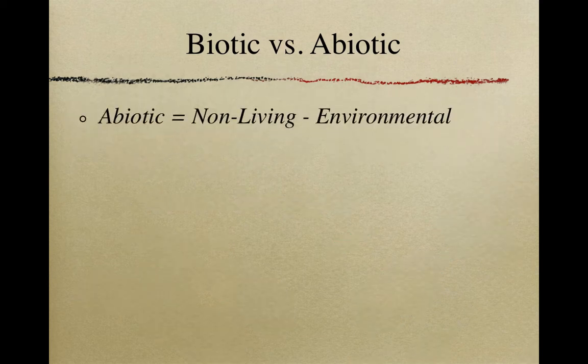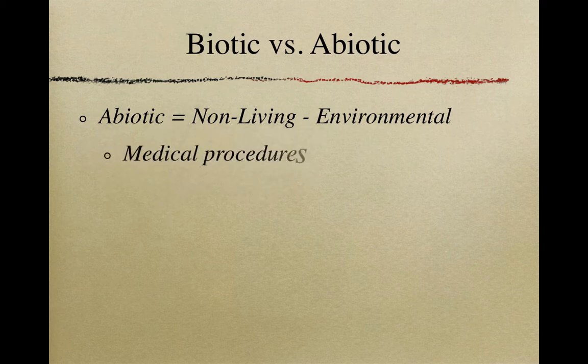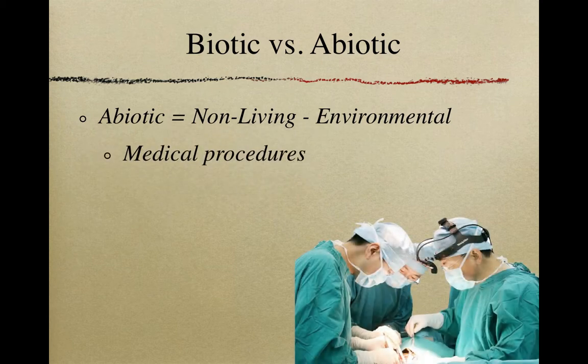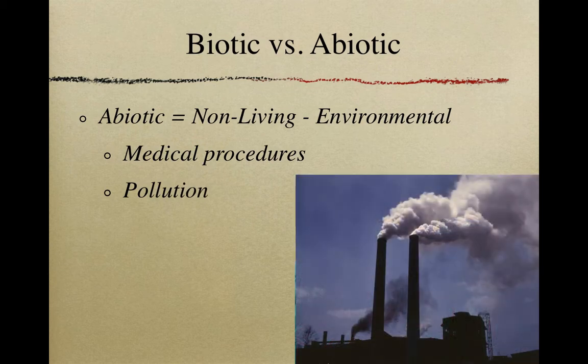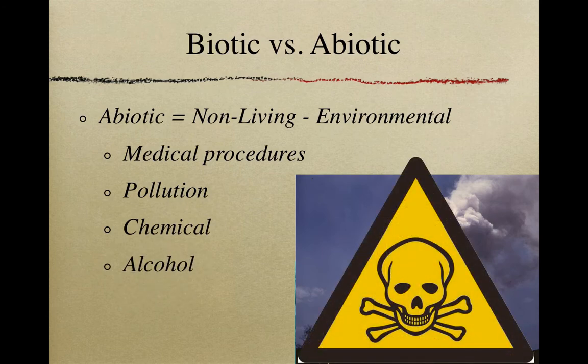Now, abiotic factors are those things that affect your body that are non-living or more of environmental things. You know, things like medical procedures. When you think of medical procedures, generally your body is benefiting from those kinds of things. But things like pollution, not quite so much. I'm not sure of anyone who actually benefits from air pollution. And chemical things like drugs and alcohol and some other things that we'll talk about as well. They can affect your body in adverse ways.